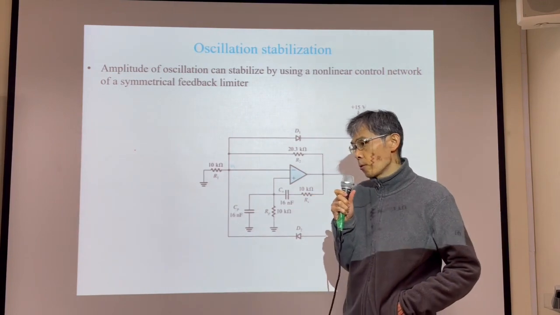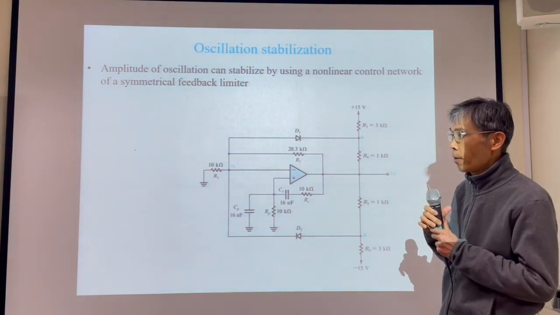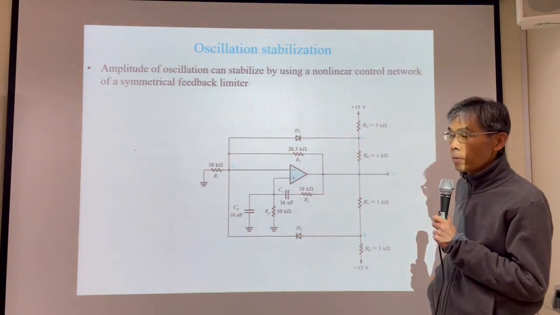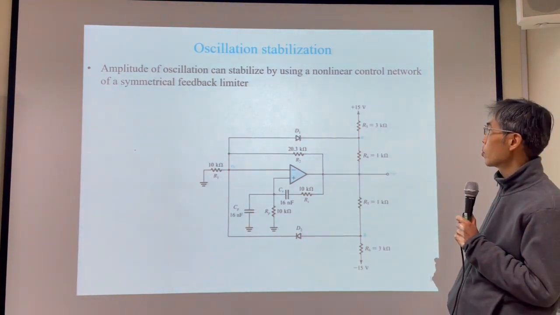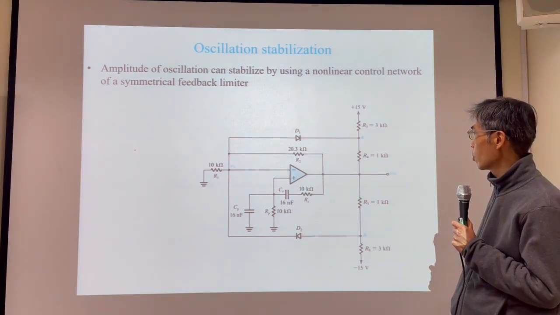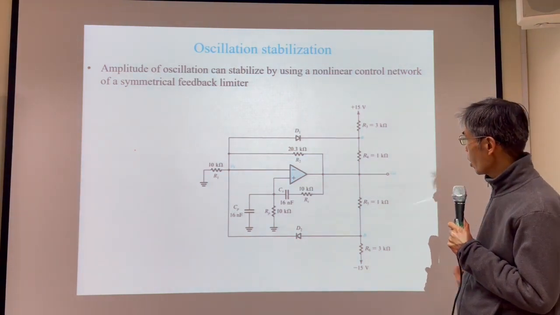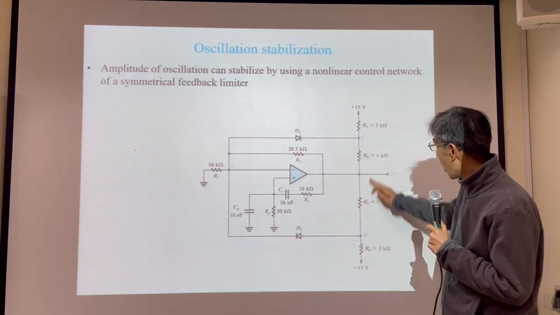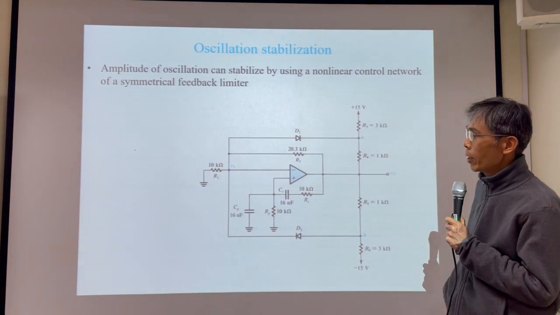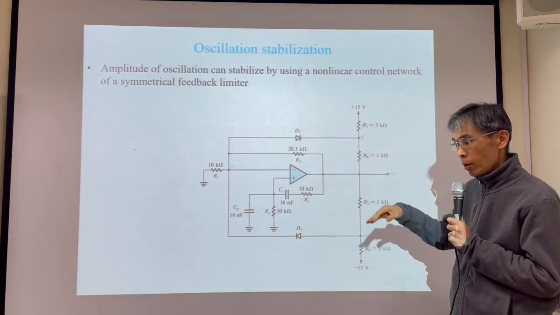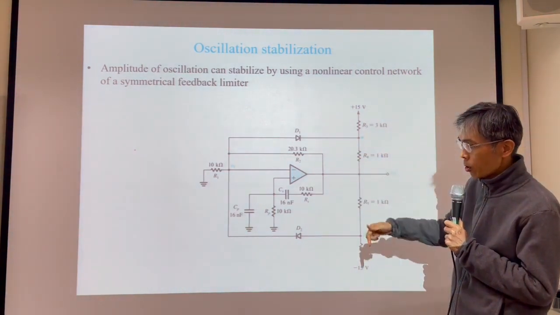Because for the oscillator to operate, we need to have... okay. Armin, could you read this? The magnitude of oscillation can be stabilized by using a nonlinear control network of the symmetrical feedback limiter. Okay, we have a limiter, with R3, R4, R5, R6, and diodes. So they will help the oscillation to stay, not get too large, and not get too small.